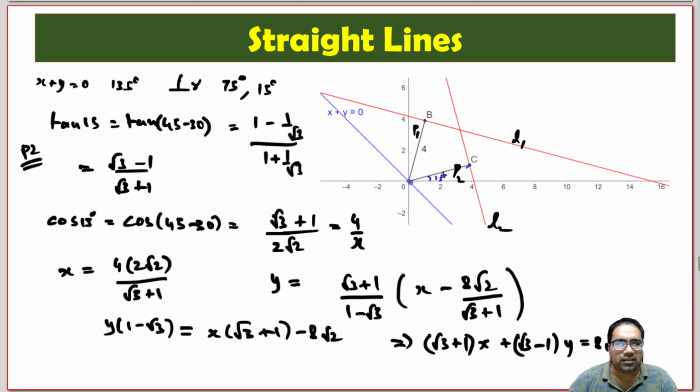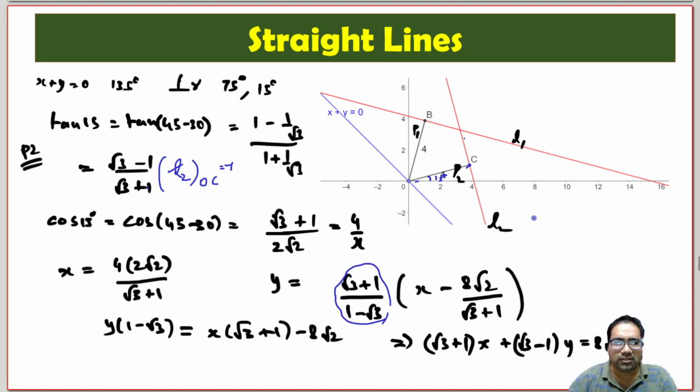Now obviously, the slope of OC is tan 15 degrees, which is nothing but tan of 45 minus 30, which is tan A minus tan B by 1 plus tan A tan B, which is root 3 minus 1 by root 3 plus 1. So this is the slope of OC. And obviously the slope of this L2 will become root 3 plus 1 by 1 minus root 3, because this into the slope of L2 should be equal to minus 1. So minus 1 by this one should be equal to root 3 plus 1 by 1 minus root 3. This is the slope of this L2.